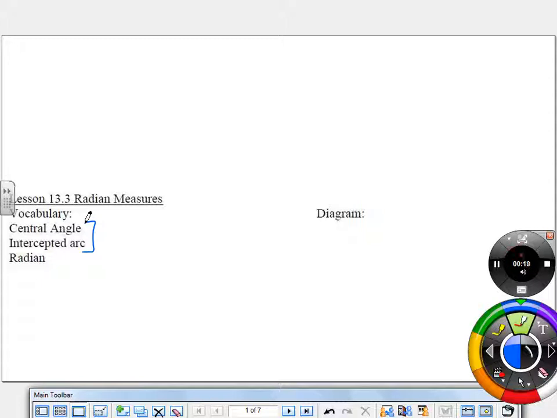So central angle and intercepted arc mean this. In a circle, you have a center. A central angle is an angle whose vertex is at the center of the circle. So if I draw an angle in my circle, this angle right here is my central angle, because its vertex is in the center.